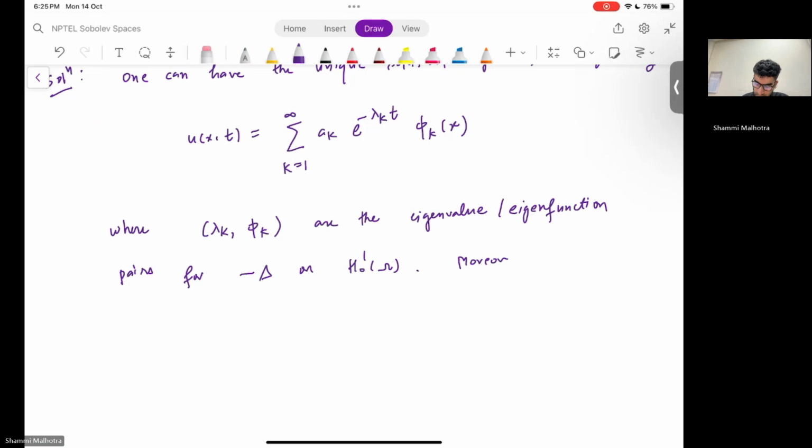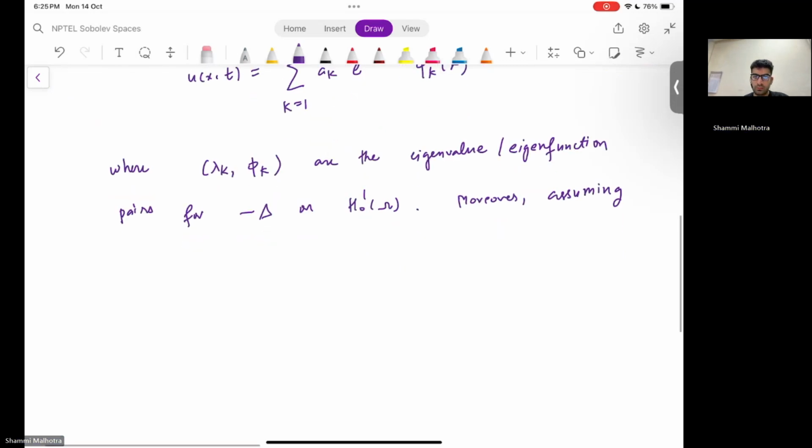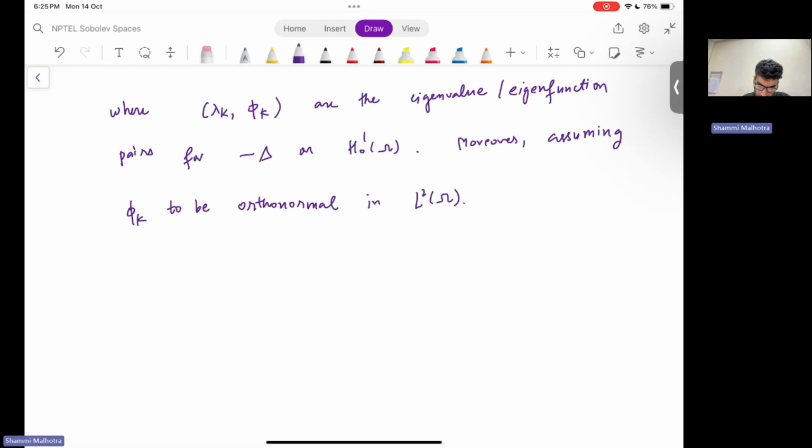Moreover, assuming phi_k to be orthonormal in L2 omega, we have a_k to be nothing but the inner product of phi_k with g. g is our function, the boundary function for the initial state, and it is in L2. So this can be done.